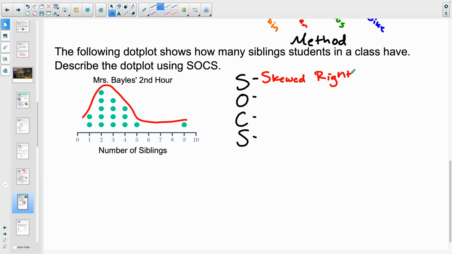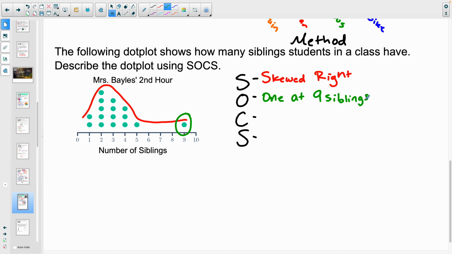Okay, then we talk about the outliers, right? I have an outlier right here for O, so I would say one outlier at 9 siblings. We'll label it this time. Good habit to get into. So one at 9 siblings.